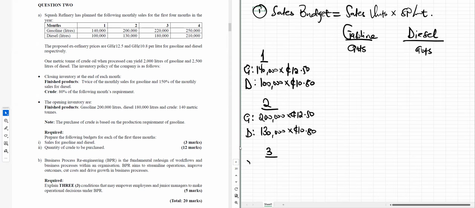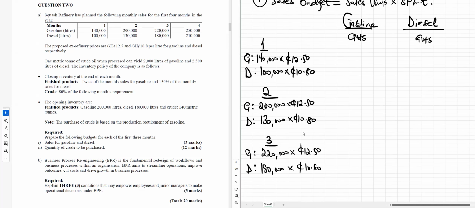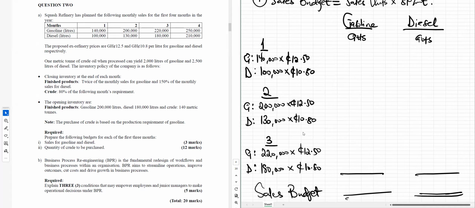Month 3. 220,000 times 12.5. Then 180,000 times 10.8, right? So we can get the sales for gasoline and diesel. This becomes the sales budget for gasoline and the sales budget for diesel.